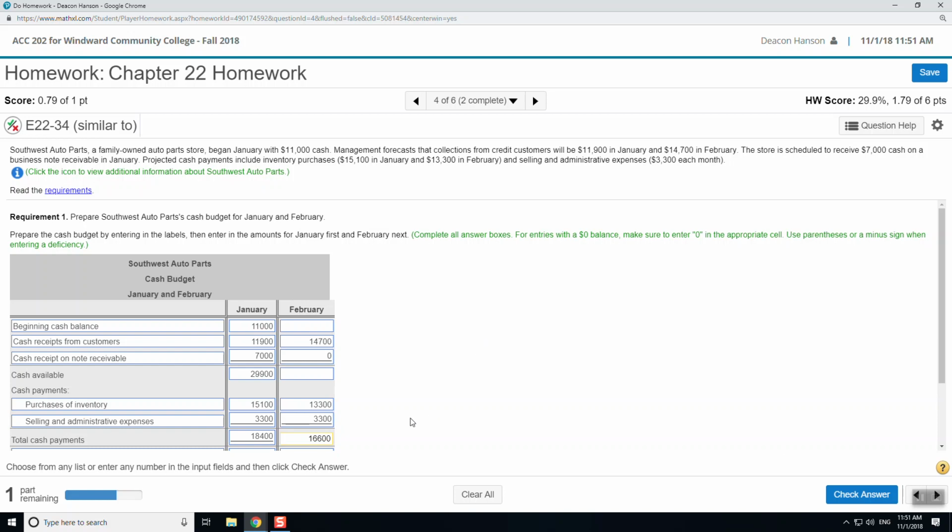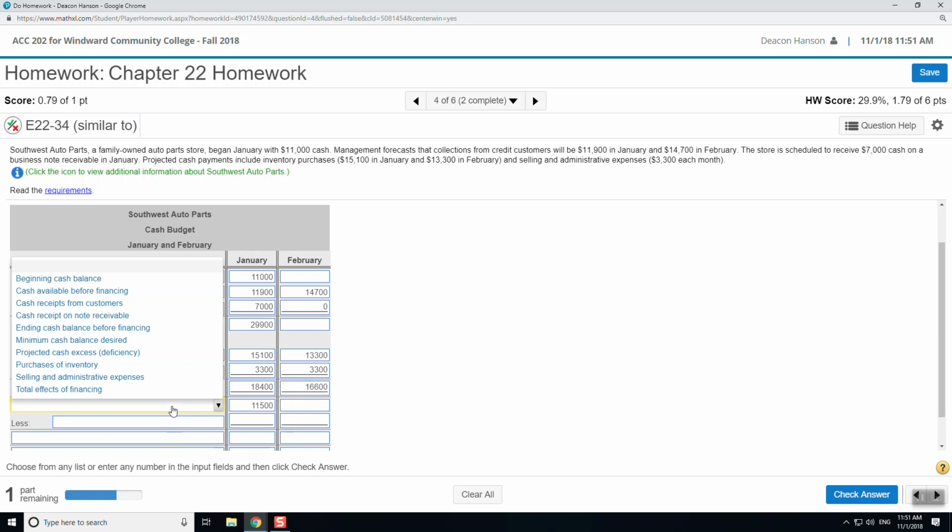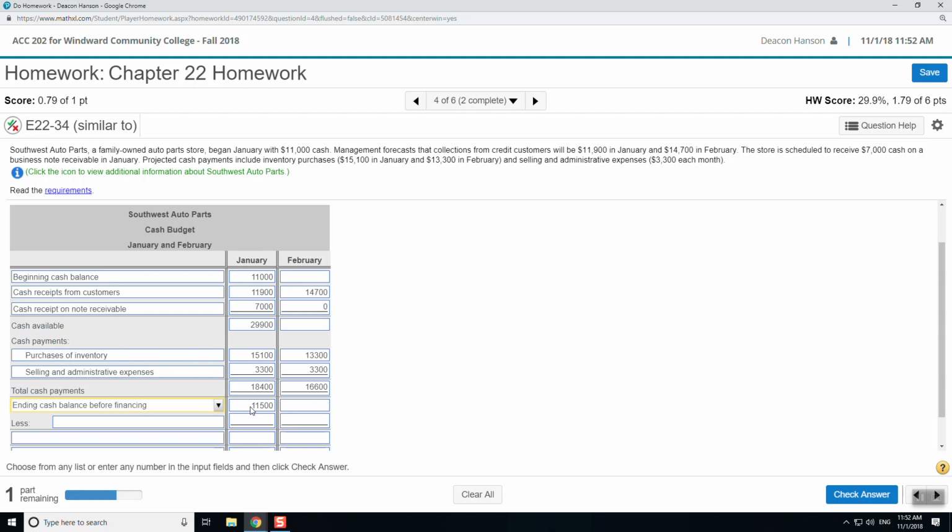Okay. So if I take the difference between January's cash available and January's cash payments, I'll have, let's see, 11,500. Now, did you remember the label? Ending. Okay, this is our ending cash balance, just ending, right? Not before financing. No, I think it's ending, right? Yeah. Before financing. Okay. And that's the amount. You got to be careful because that's the amount that becomes the February beginning balance. You see what I did? Okay.